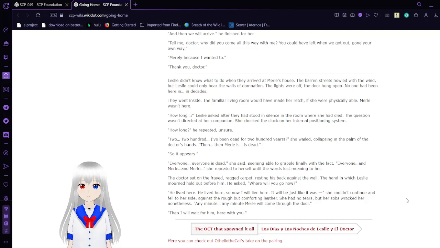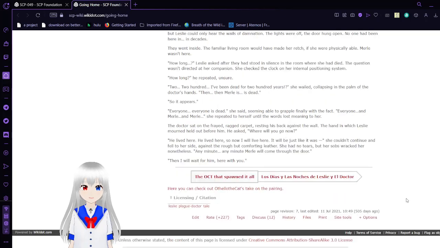The doctor sat on the frayed, ragged carpet, resting his back against the wall, the hand which Leslie held out before him. Yes, where will you go now? He lived here. So now I will live here. It will be just like it was, she continued, and fell to her side against the rough but cutting leather. She had no tears, but her sobs racked her nonetheless. Any minute, Merle will come through the door. Then I will wait for him. Here with you.